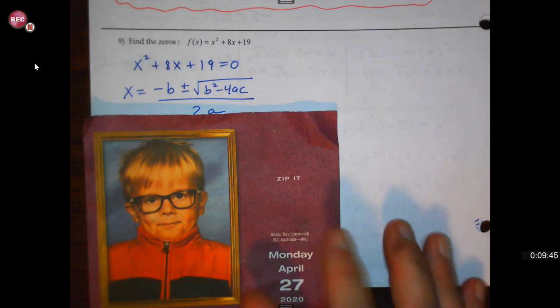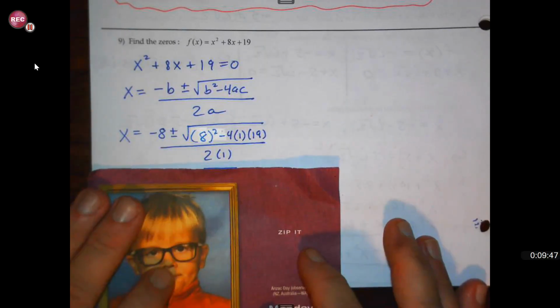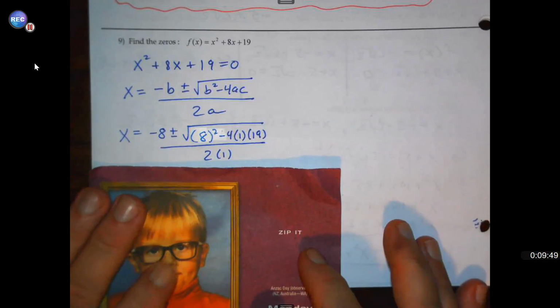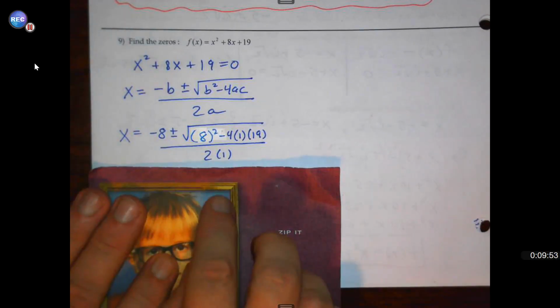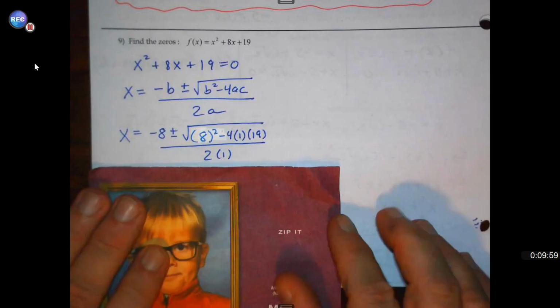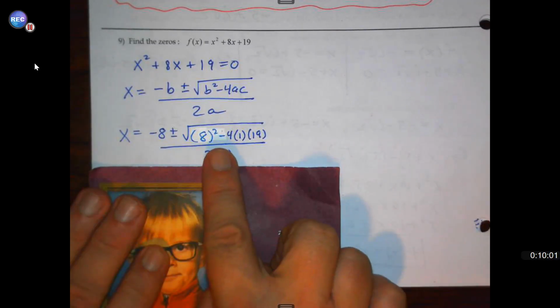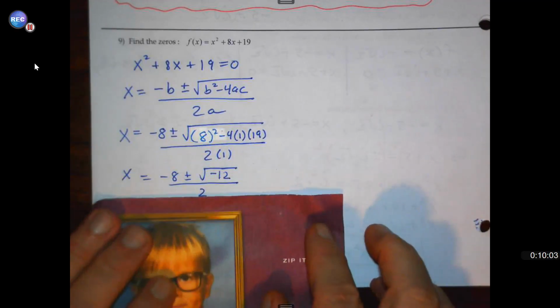All right, welcome back, everybody. So I substituted the numbers. Just be mindful when you do this. You should be putting the numbers in parentheses, particularly negative numbers, because if that were a -8, you definitely want that in parentheses before you square it. So in the radical, we're going to get 64 minus 76 is -12.